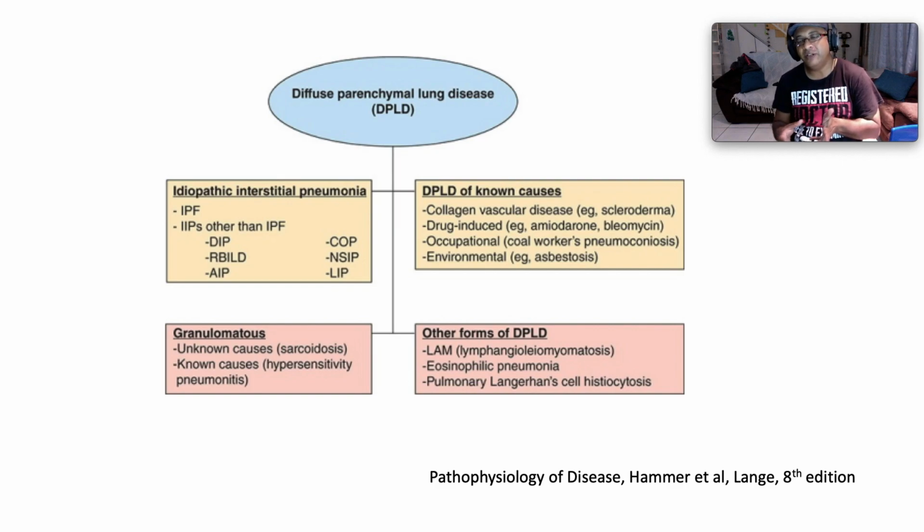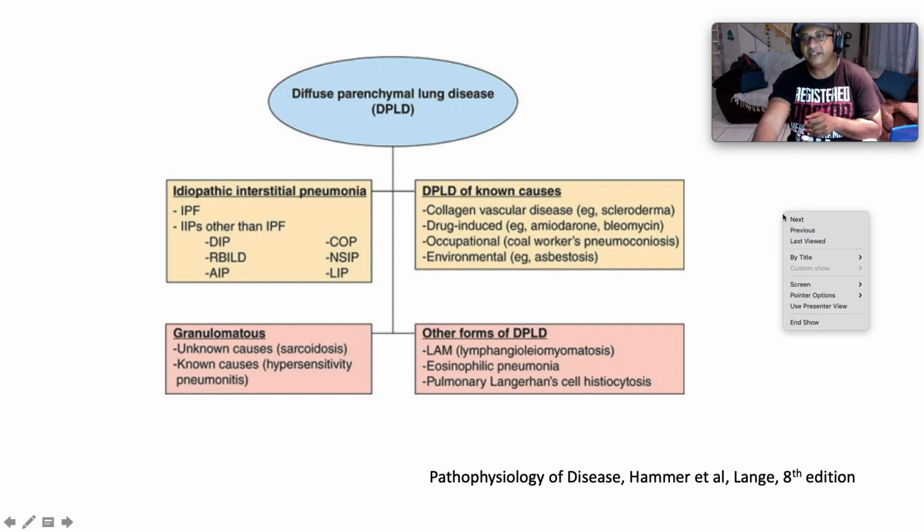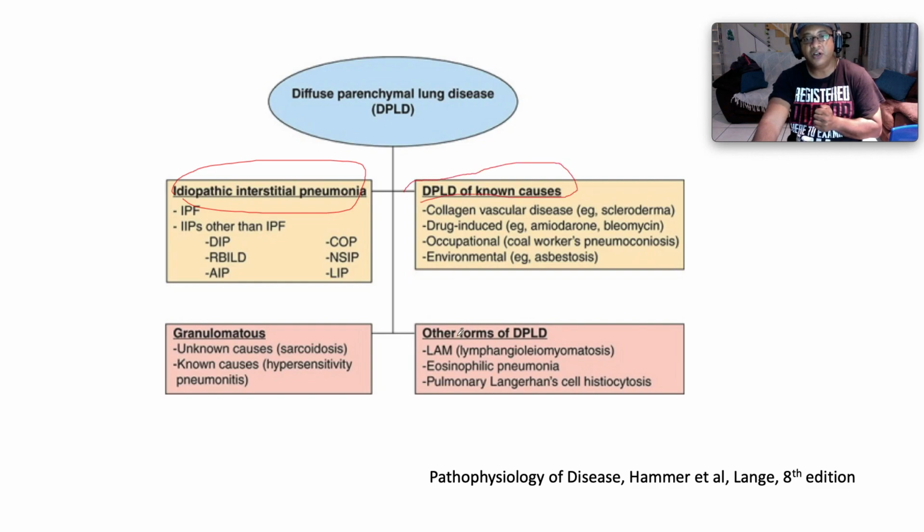An easier way probably to think about those different groups of diffuse parenchymal lung disease is to fit them into one of these 4 categories as outlined by Pathophysiology of Disease. So you've got the idiopathic interstitial pneumonias, the diffuse parenchymal lung disease of known cause, other forms of diffuse parenchymal lung disease, and then the granulomatous friends, right? Under the idiopathic interstitial pneumonias, like we said, IPF and then of course the idiopathic interstitial pneumonias other than IPF. We talked about our alphabet soup hodgepodge: desquamative interstitial pneumonia, respiratory bronchiolitis, acute interstitial pneumonia, cryptogenic organizing, non-specific, and lymphocytic interstitial.